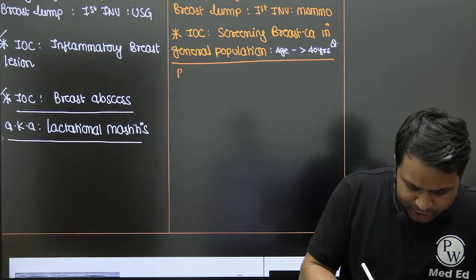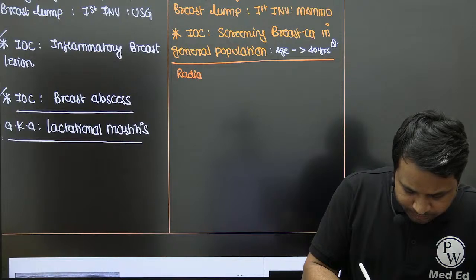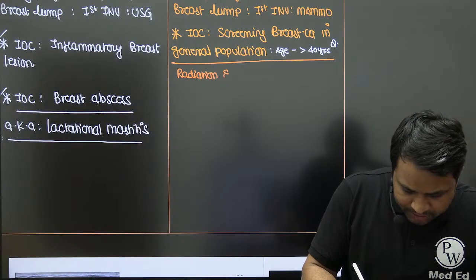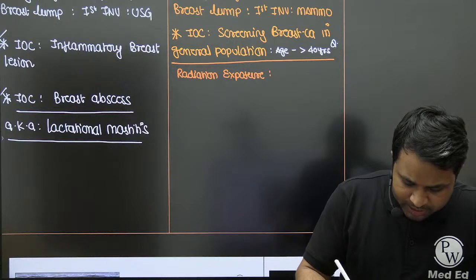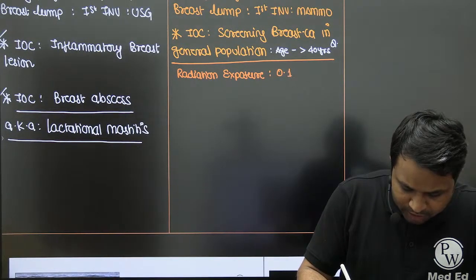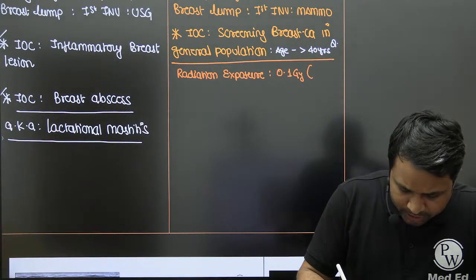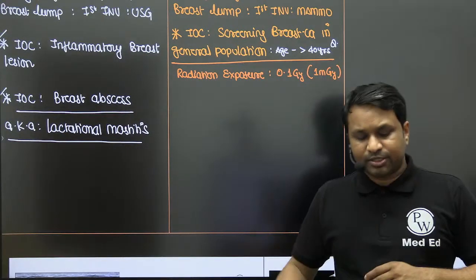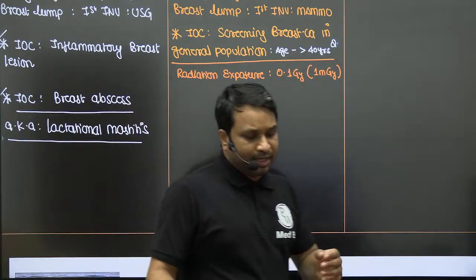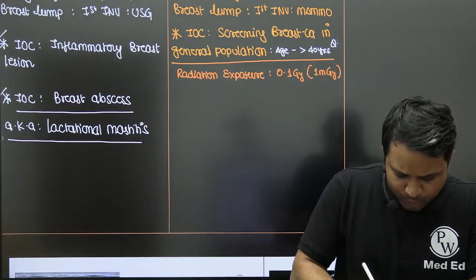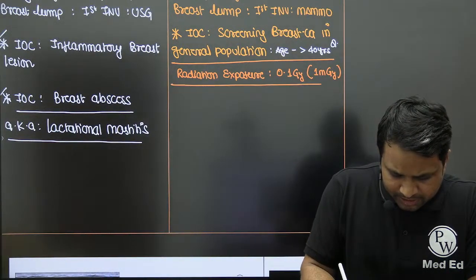Now the radiation exposure that you have. The radiation exposure associated with mammography is going to be 0.1 gray units, or also called 1 micro gray units, right? Either you say 0.1 gray units, or you can also call it 1 micro gray units. So it's not a great radiation exposure, hence it is a safer modality as well.